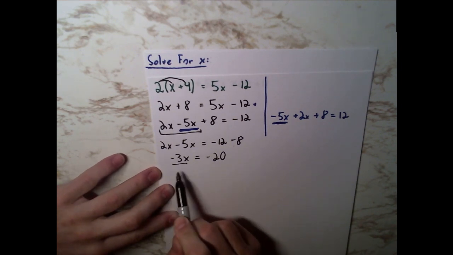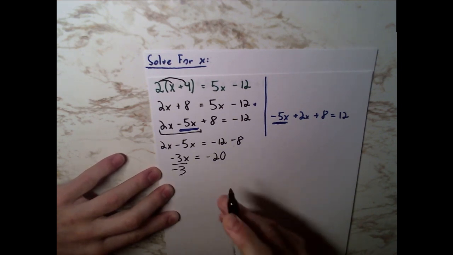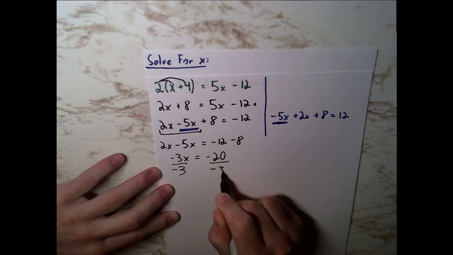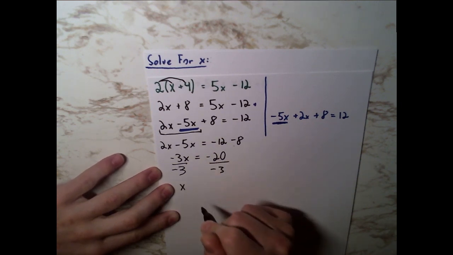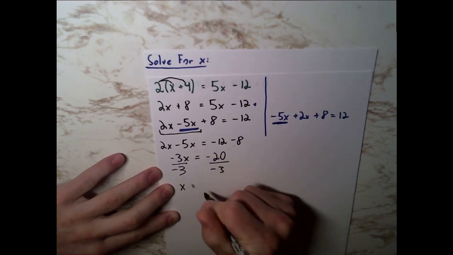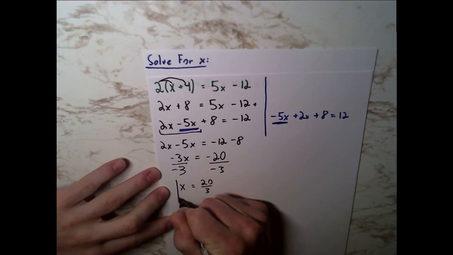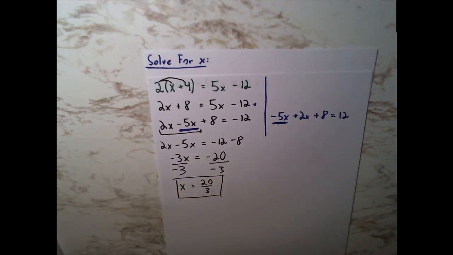Our last step is to divide both sides of the equation by negative 3. So we're just left with x equals positive 20/3. And that's going to be our solution for this one.